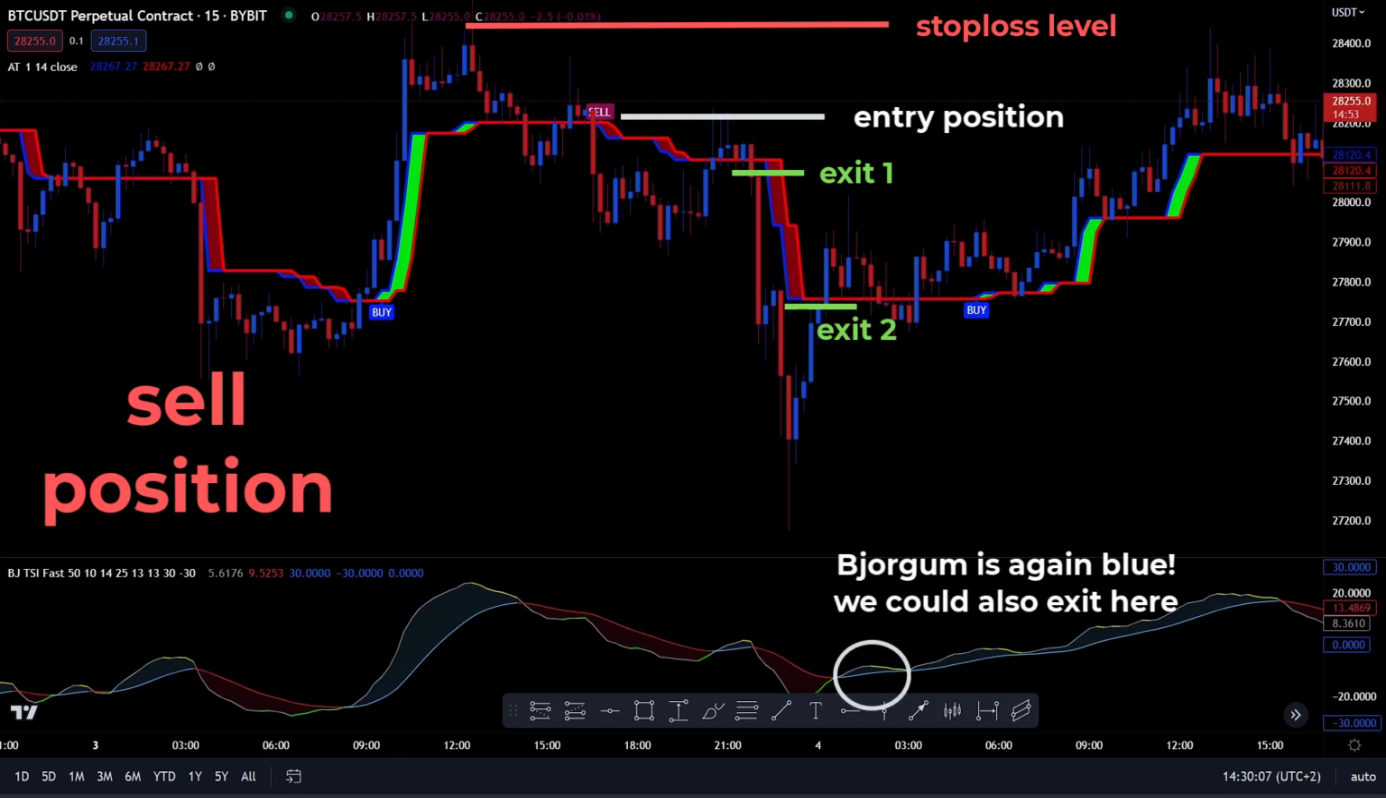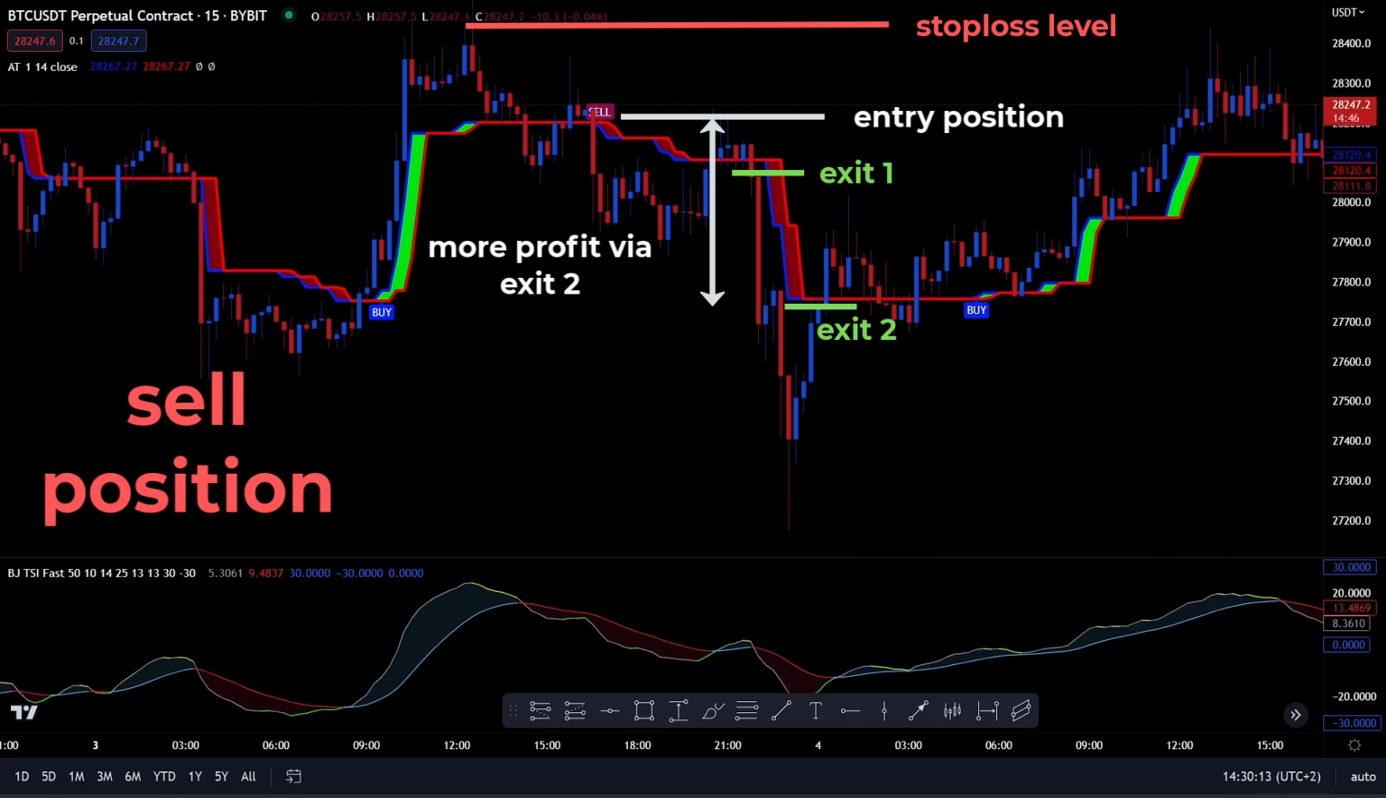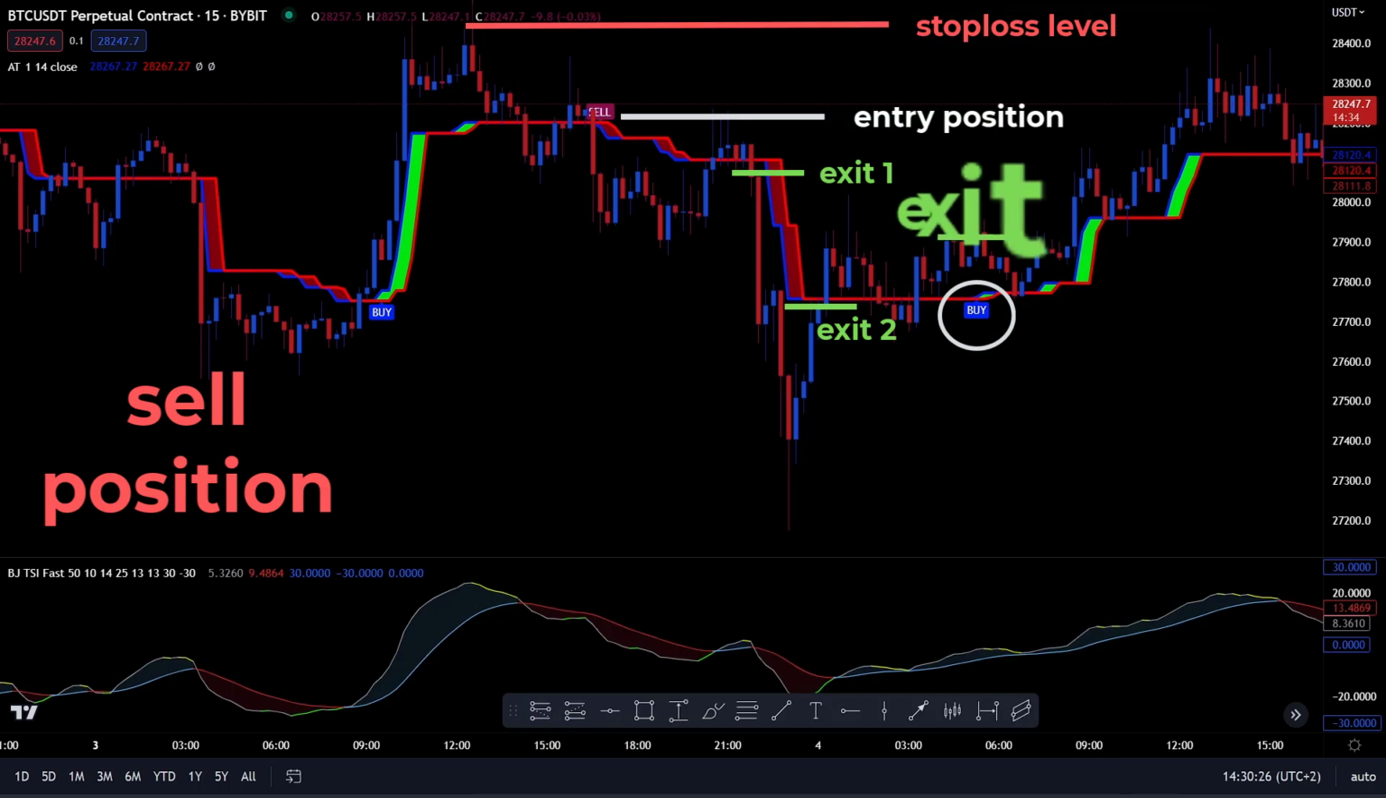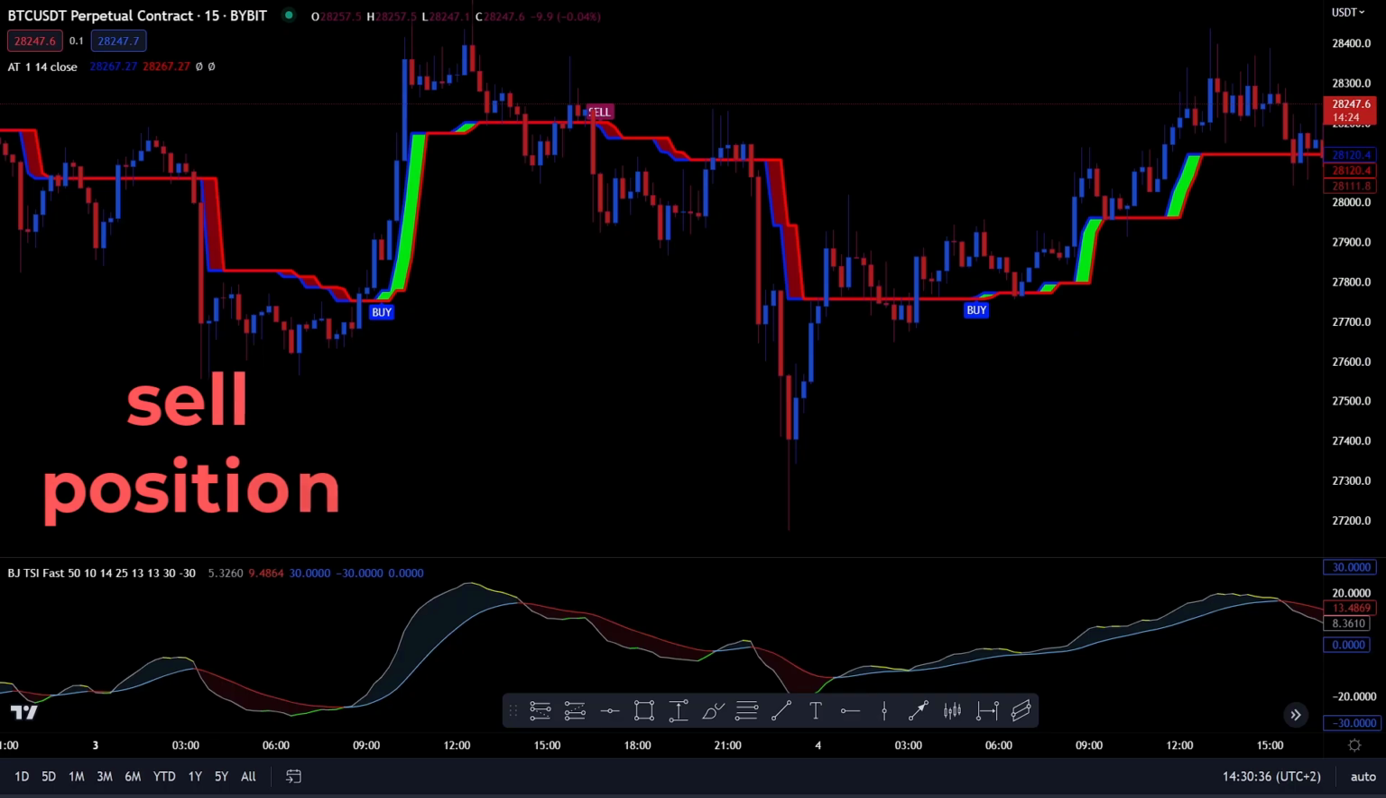Again, following exit strategy option 1, Bjorgum becoming again blue and exiting here would make us a good profit. We can also ignore this exit strategy and opt to follow exit strategy option 2 when a buy signal appears on the Alphatrend graph. As we can see, this happens a little bit later and results in some profit also. In this case, the second exit following exit strategy option 1 was the most profitable, but as we already stated, both options can be used according to your preference.